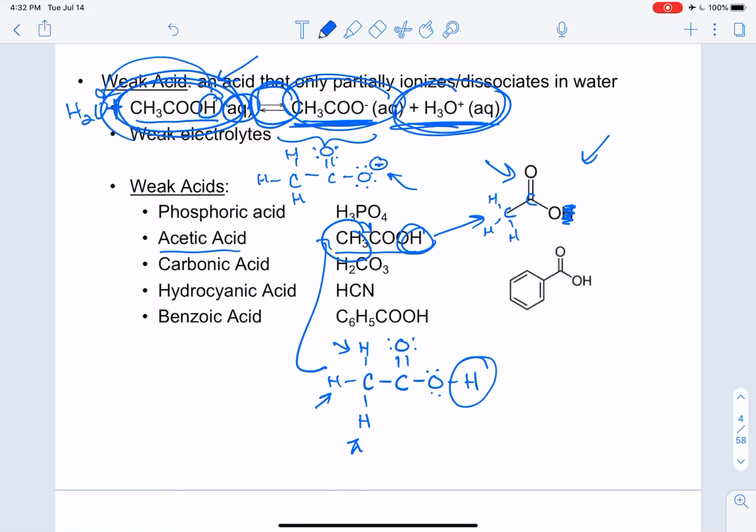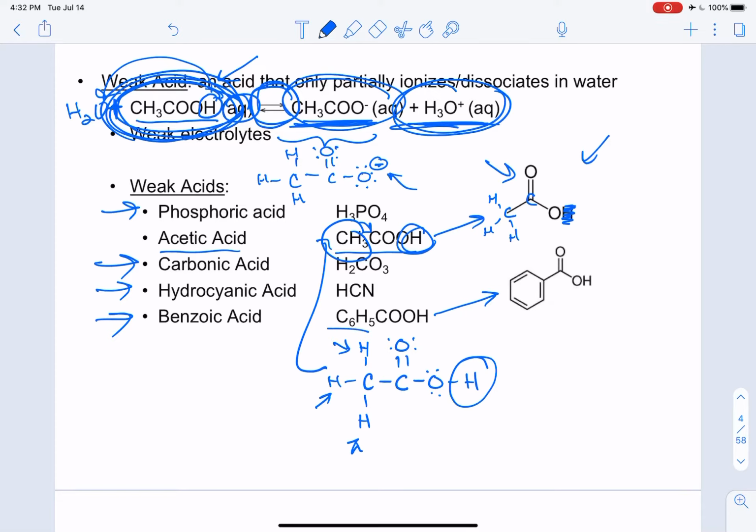Because they're weak acids, they don't like to give off a whole lot of H+. They just give a little bit of H+ away, and then the rest of your acid just sits around and is like, I'm done, I don't want to do any more. So some other examples: phosphoric acid, so H3PO4, carbonic acid, hydrocyanic acid, and benzoic acid. This is benzoic acid right here.